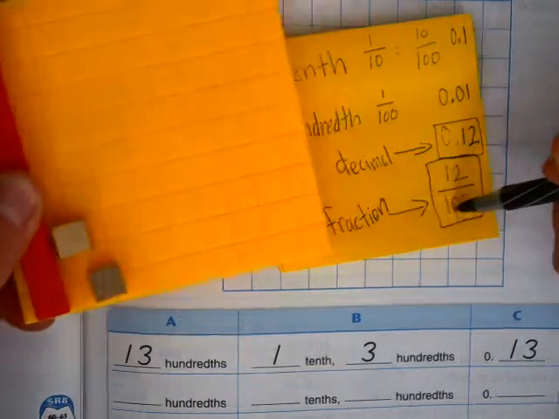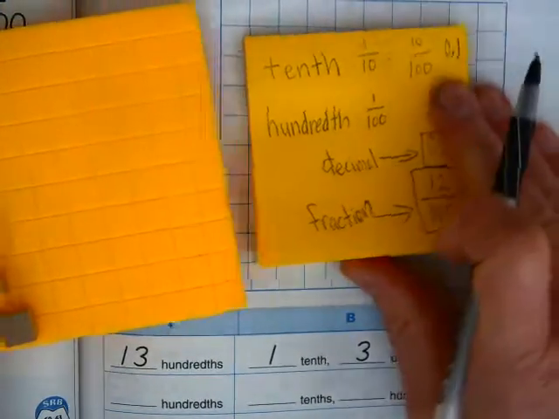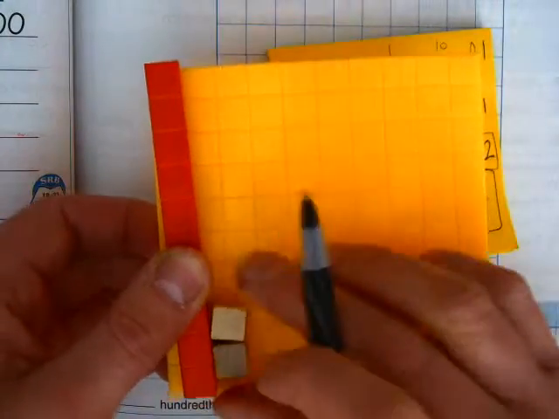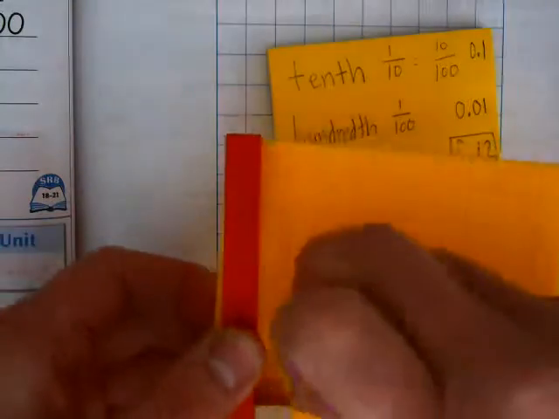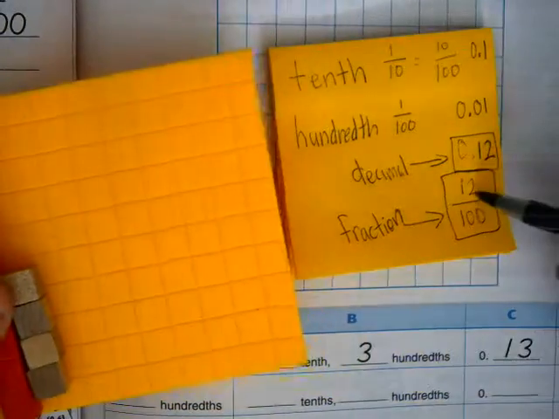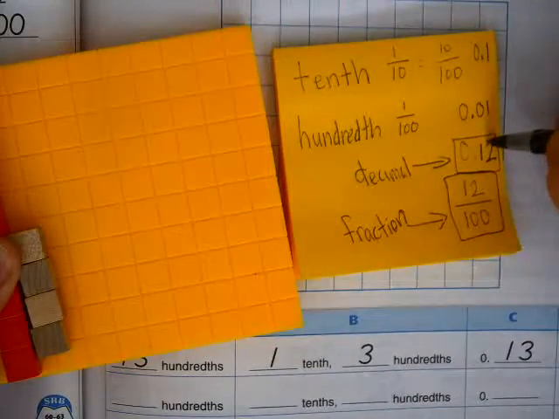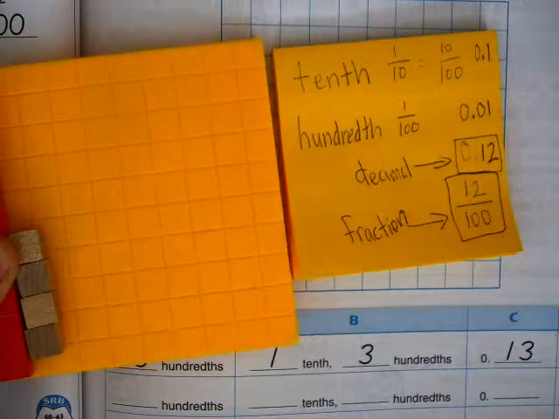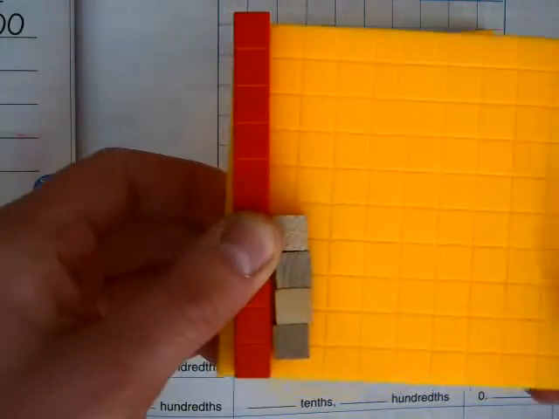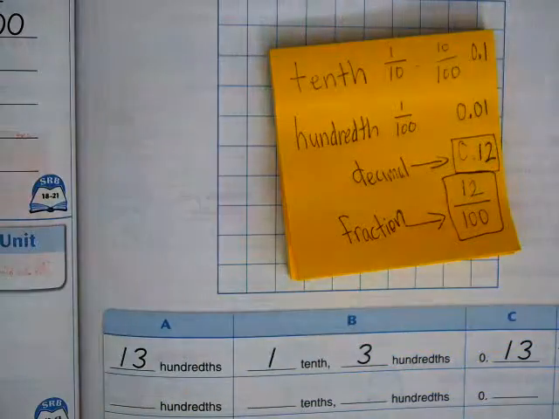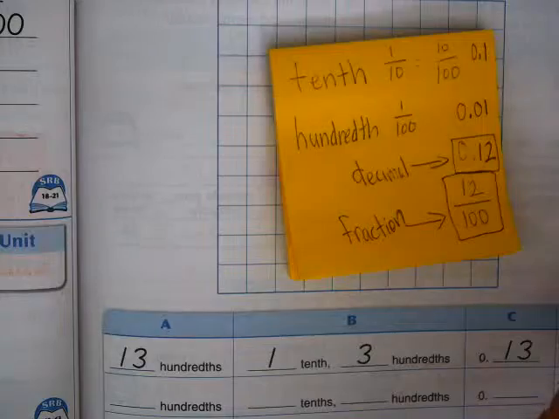If you just can remember the bottom's 100, the top is just however many cubes it is. Right now it's 12. If I add 2 more, it would be 14. Okay, and the number would just change to 14. And then this would also just change to 14 for 14 hundredths. So that's the basic idea of this lesson that we're hoping kiddos will get the hang of.